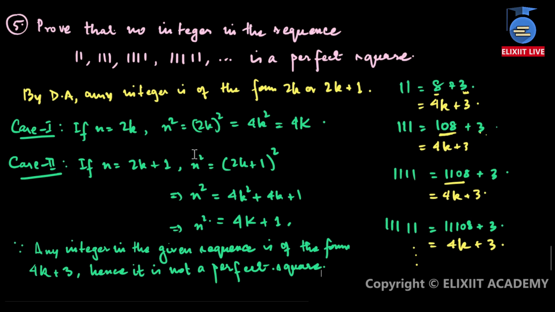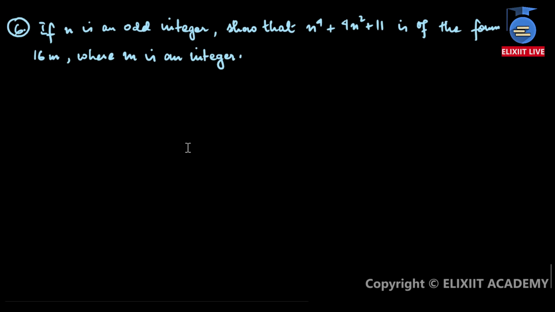Next, try out this question first, then I'll help out. If n is an odd integer, show that n to the power 4 plus 4n square plus 11 is of the form 16m, meaning a complete multiple of 16, where m is an integer. Okay, since he has mentioned this logic, that is also accepted.